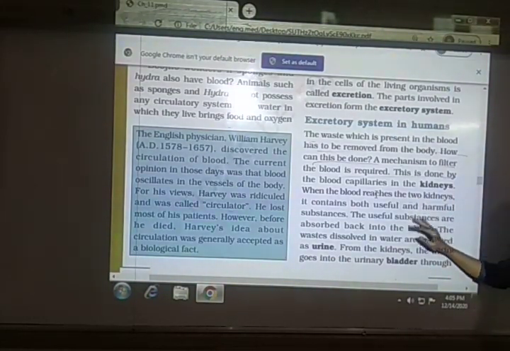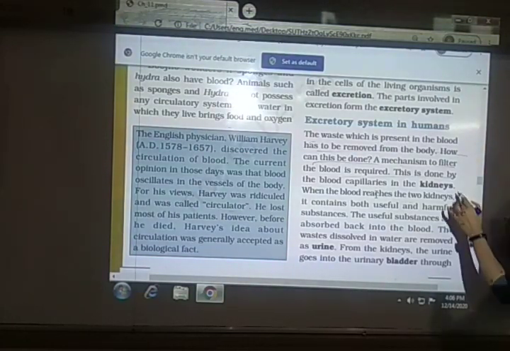So the waste product is also mixed with the blood. To remove that waste product from the blood, it is necessary to filter the blood. Like in our home, the water filters remove the waste products from the water. Same like that, the blood should be filtered to remove the waste. So such a kind of mechanism should be there in our body to remove this kind of waste materials. This is done by the blood capillaries in the kidneys.